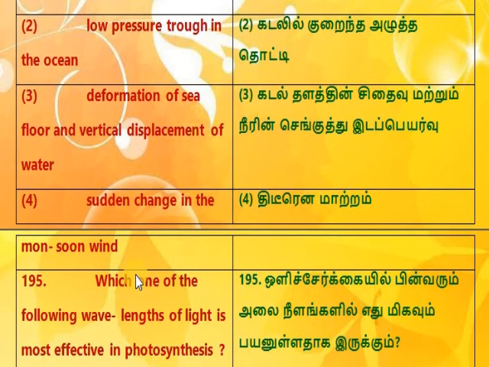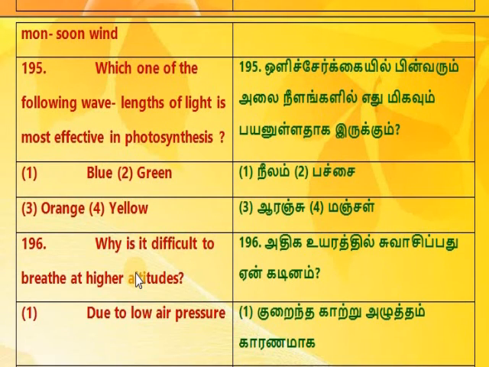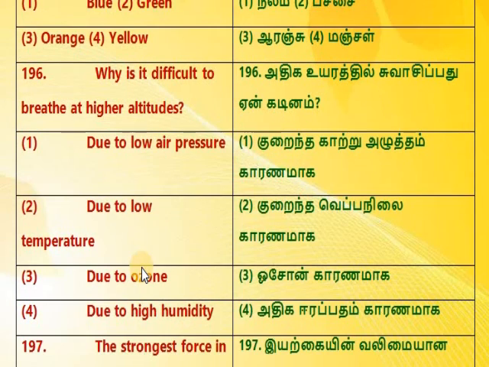195. Which one of the following wavelengths of light is most effective in photosynthesis? 1. Blue. 2. Green. 3. Orange. 4. Yellow.